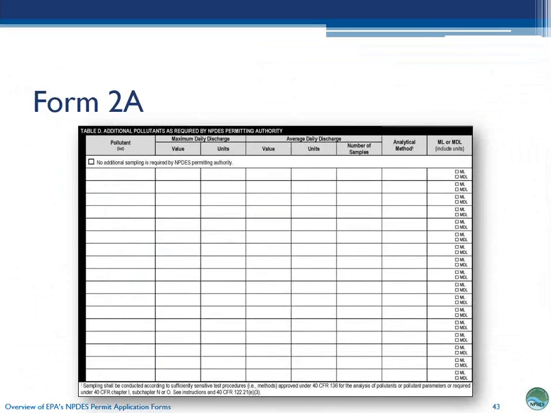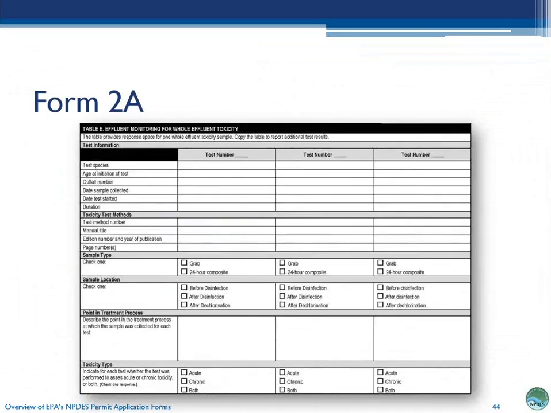Table D provides space to report any additional effluent testing data required by the NPDES permitting authority. Lastly, Table E must be completed by facilities with a design flow greater than 1 million gallons per day, or that are required to have a pretreatment program. This table requires effluent testing data for whole effluent toxicity.